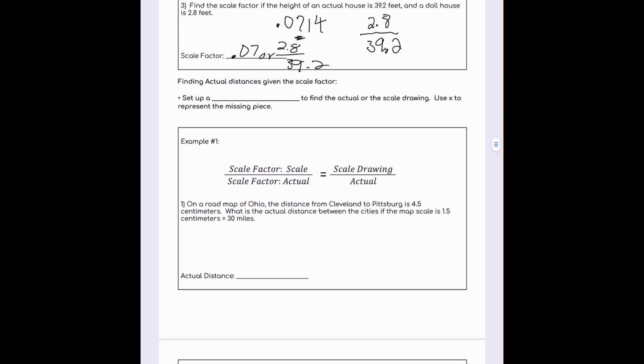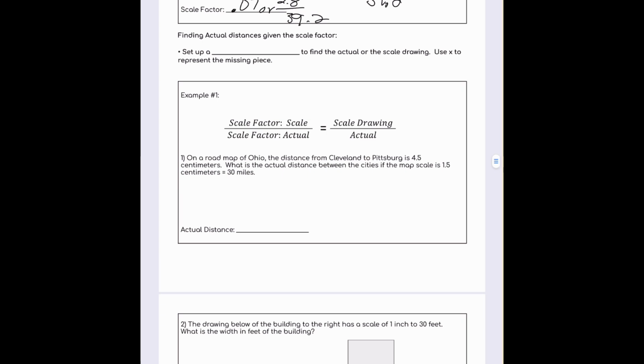Now, if we have the scale factor, and we have one of the lengths, either the scale drawing length or actual length, we could find the missing part. So for finding actual distances given the scale factor, what we're going to do is set up a proportion. You guys have used proportions before, so we should be pretty good at this. Set up a proportion to find the actual or the scale drawing. Use X to represent the missing piece. We're going to read this, find the missing piece and represent that by X, and then we're going to cross multiply and divide.